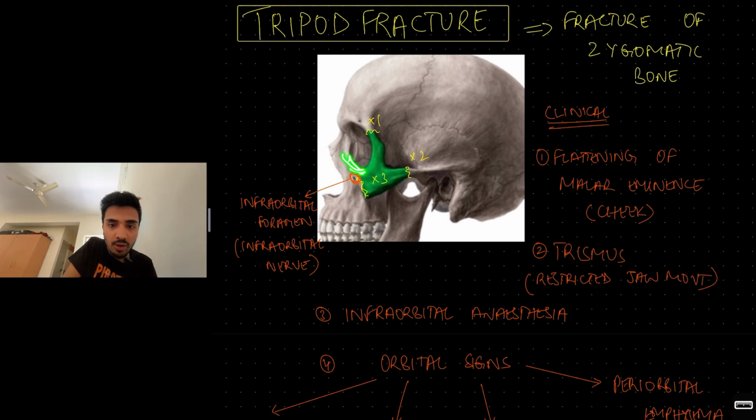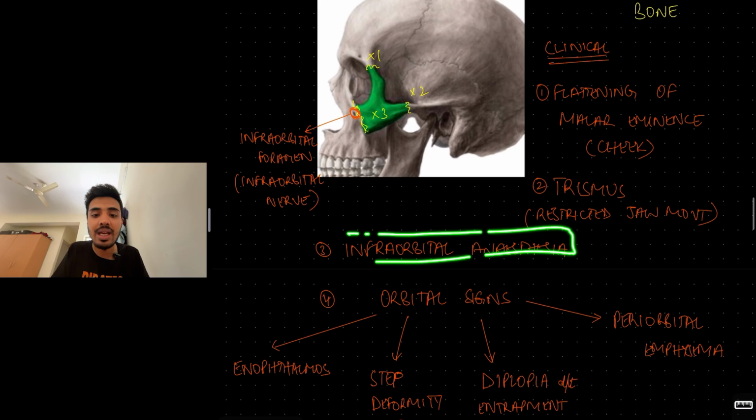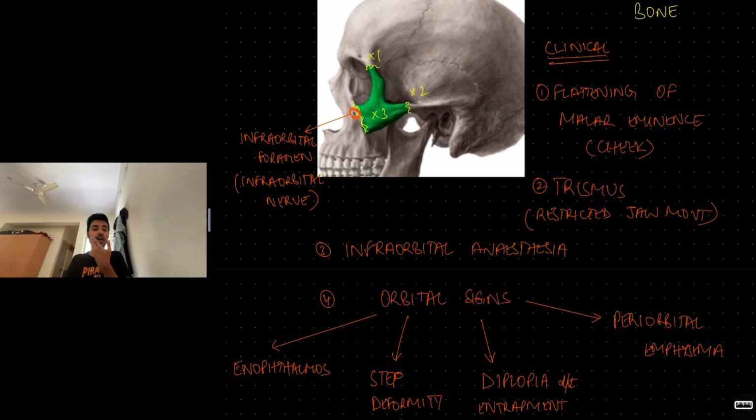So, this floor of the orbit, this whole region can also get injured. So, there is infraorbital anesthesia. Patient has anesthesia over the skin on the cheek. So that is the third symptom. Then zygomatico-maxillary suture forms a part of the floor of the orbit.